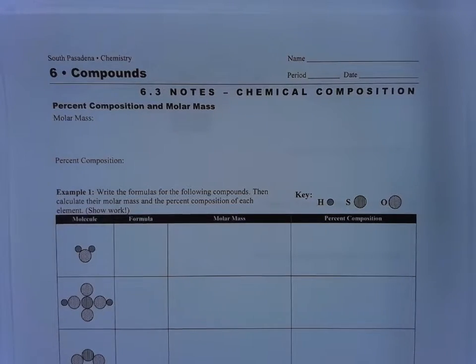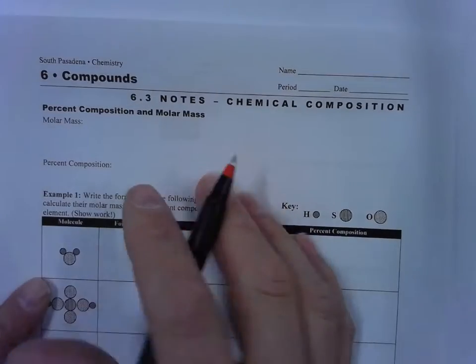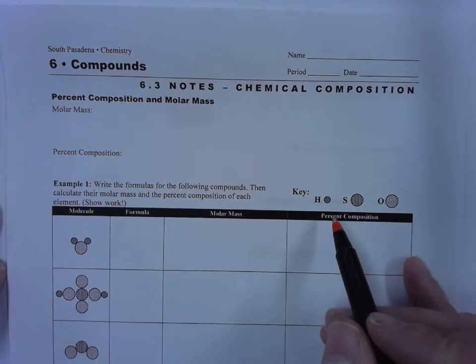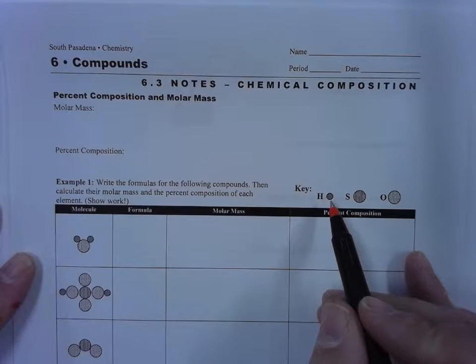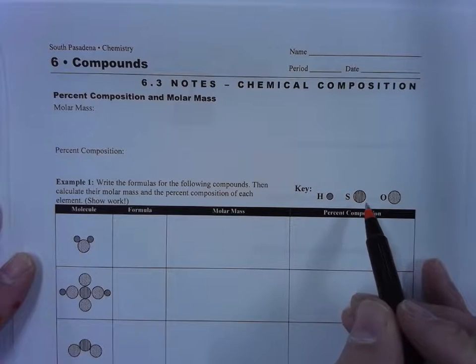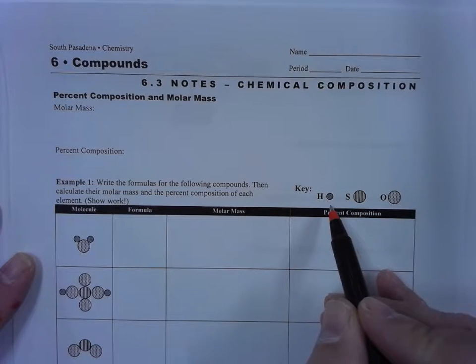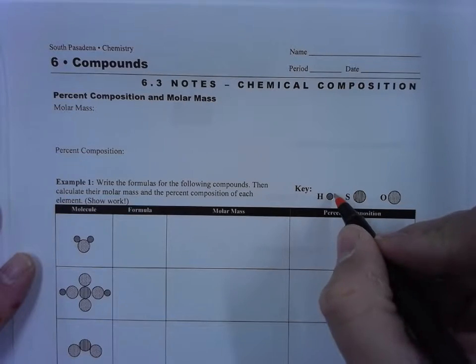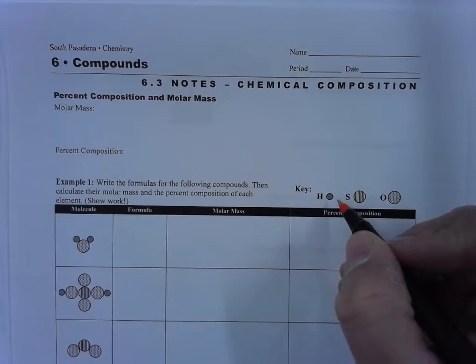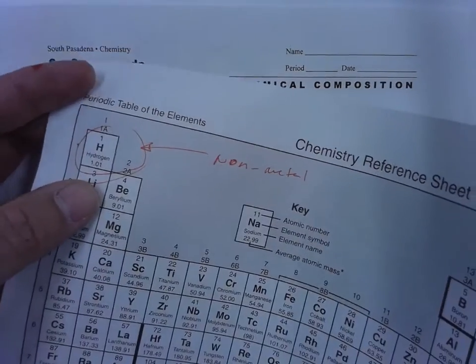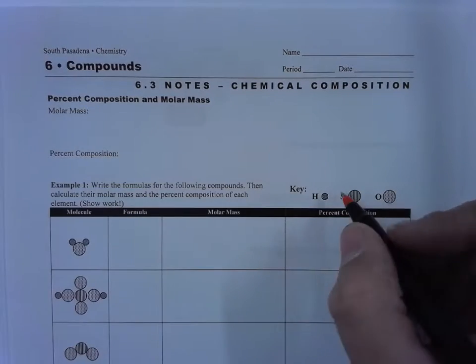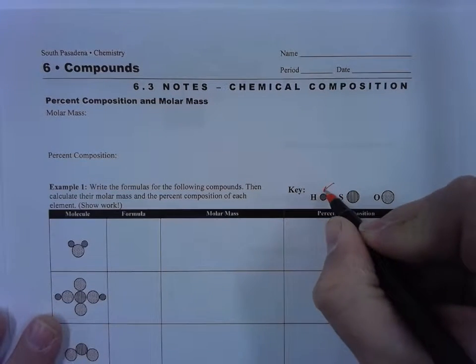Okay, note 6.3, chemical composition. If we start by looking at this, we have hydrogen, sulfur, oxygen. That's our key. We're going to assign some weights to these based on what it says on the periodic table. So hydrogen's got a weight of 1.01 grams per mole.